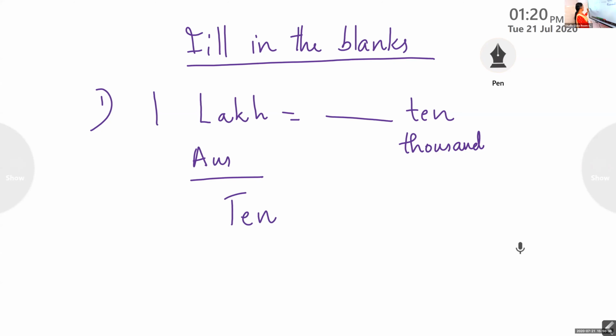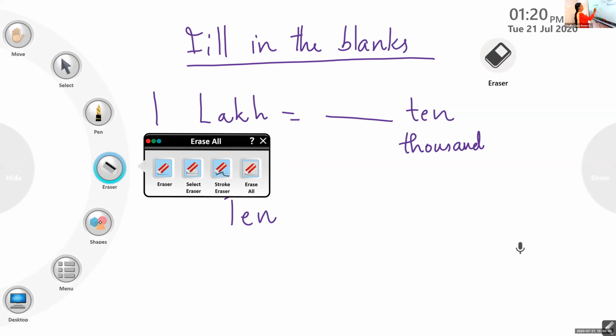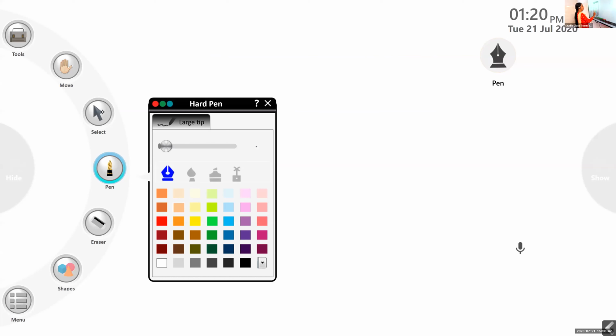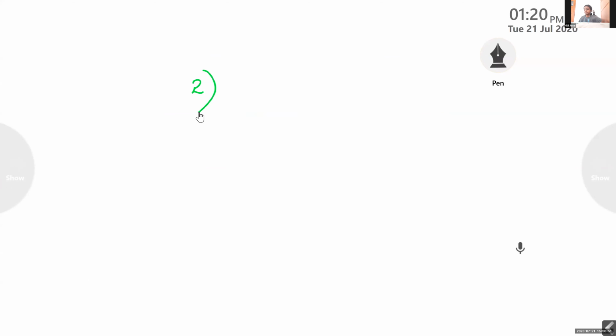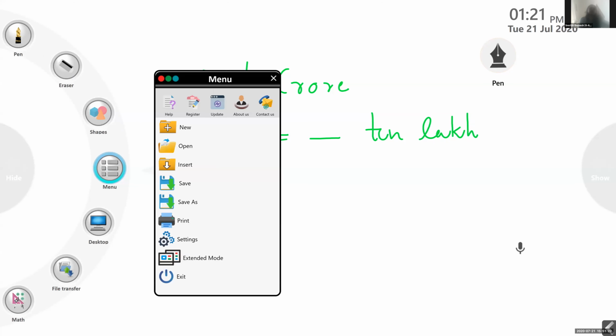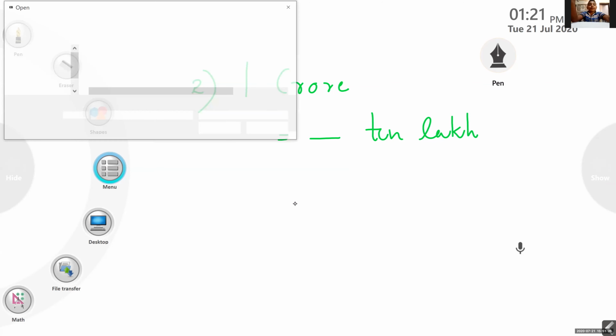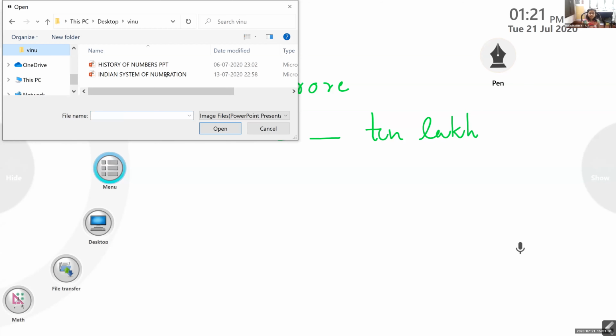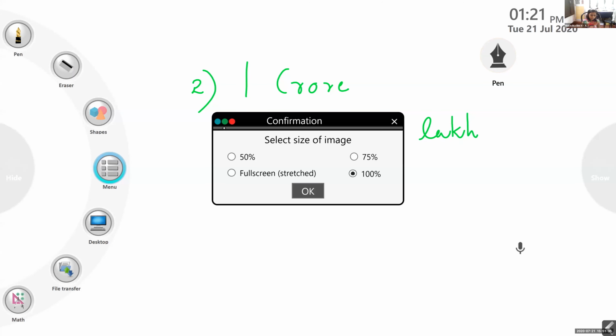Okay, and the next question. Second question. Ready? Second question. 1 crore equal to dash 10 lakh. 1 crore equal to dash 10 lakh. Find out the answer and I will ask.